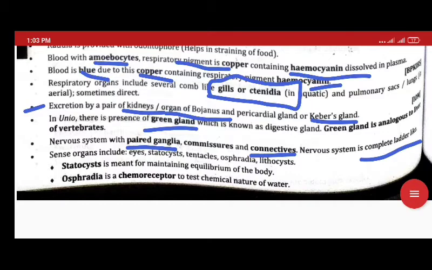Now the sense organs here include eyes, statocyst, tentacles, osphradia, and others. These types of sense organs occur. So let's continue with all this. Now the eye: we can say that a simple eye occurs. Statocyst is for maintaining body equilibrium, like the cerebellum for body equilibrium in man. Osphradium is for checking the chemical nature of water, that is a chemoreceptor.